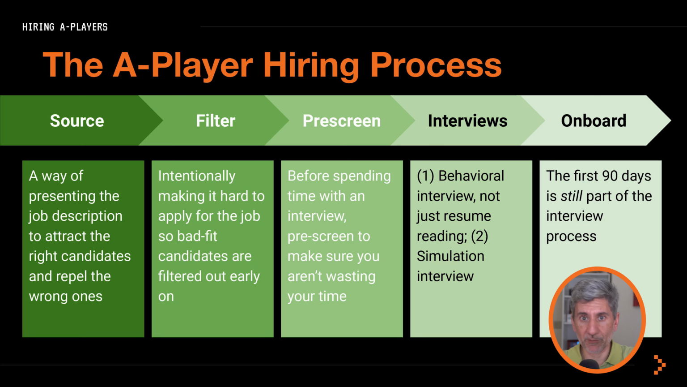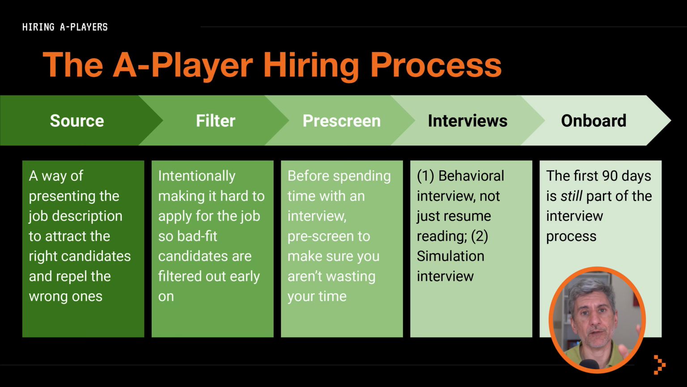And all of these steps I'm going to go into detail later, so don't worry about this. At this point, you're just getting the high level. Next is to filter. And we're going to make it intentionally hard for people to get through. So again, the bad fit, the lazy ones, the ones that don't really want to be there or aren't going to be a really motivated employee, they're not even going to get through. Then you're going to pre-screen. So before you are even spending any live time talking to someone, you're going to pre-screen them and then interview.